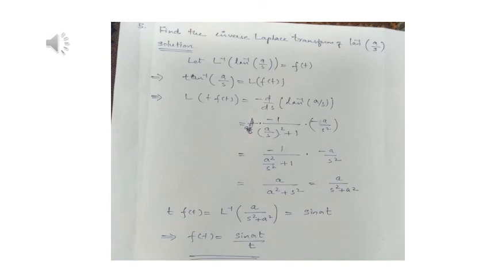So next problem, find the inverse Laplace transform of tan inverse of a by s. It is the same as what we have done so far, that is tan inverse a by s. So L inverse of tan inverse of a by s is equal to f of t. This f of t is what we have to find.